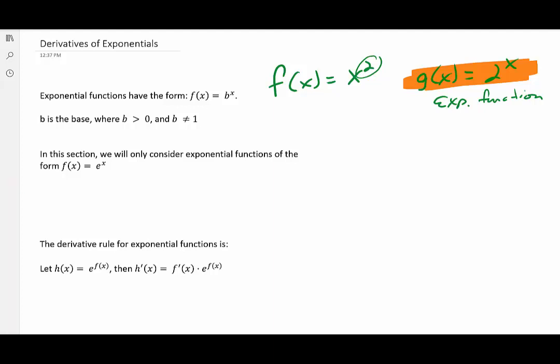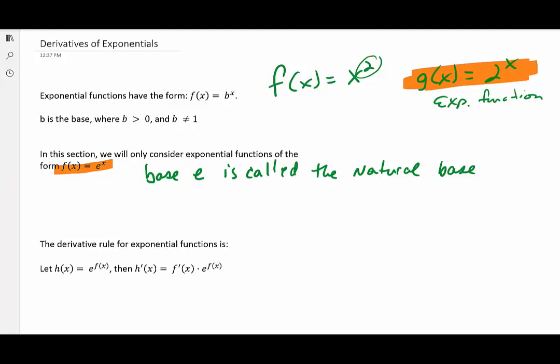So in this particular section, though, we're only going to be considering functions of the form f of x equals e to the x power. The base e is called the natural base. e is an actual value. e is a constant, just like pi is an irrational number, like 3.14, that goes on forever. e is something like that. e is 2.7 and some change.